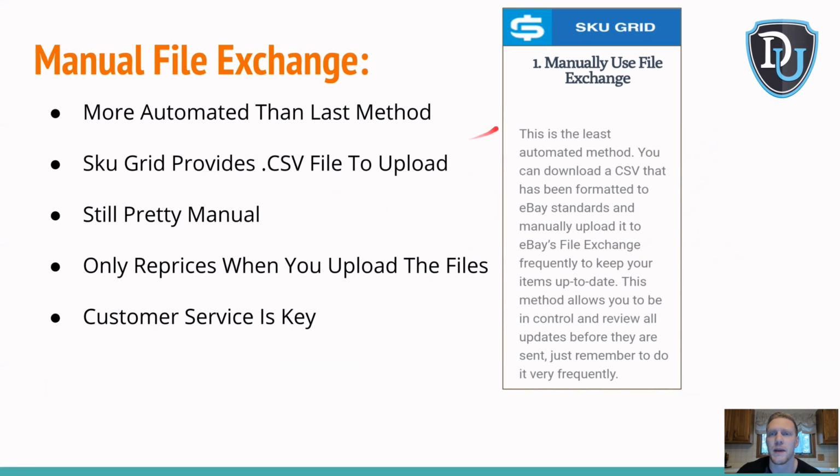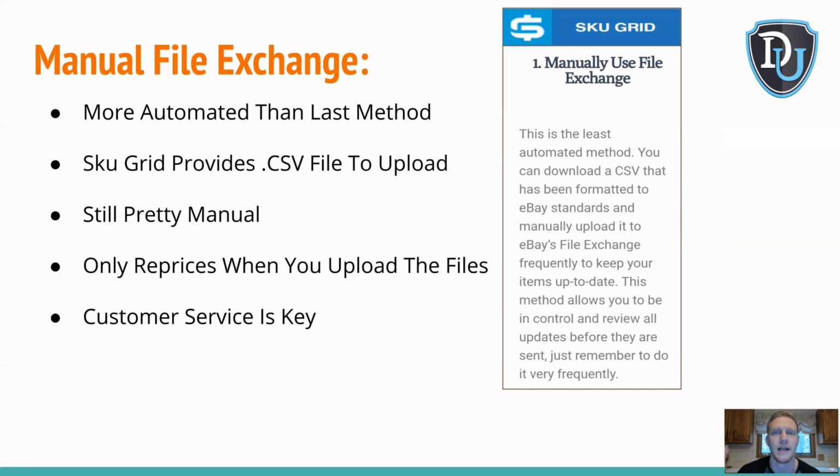And if you find this page on SKUGrid, there are 4 different ways to reprice your items on SKUGrid. The first 2 are non-API related, and that is the way you want to be going. If you don't know what API means, I forget what it stands for, but it basically means that the program can connect to eBay's code, and everything can happen automatically.